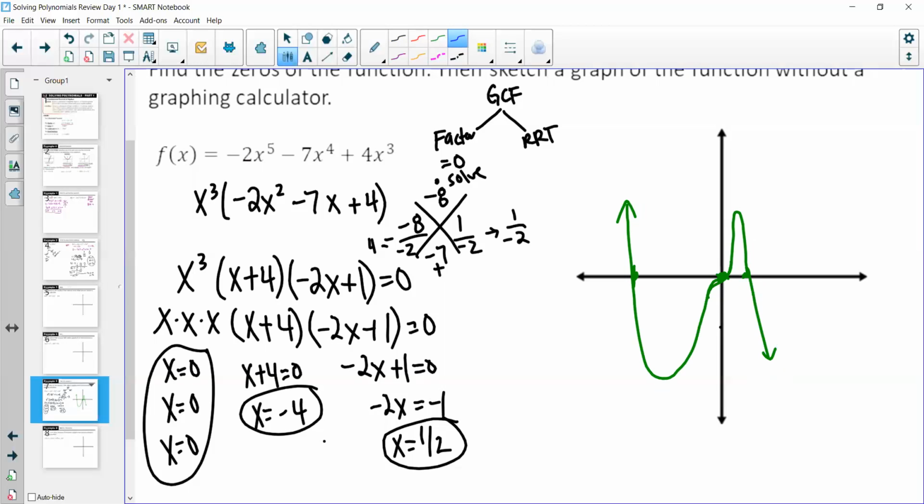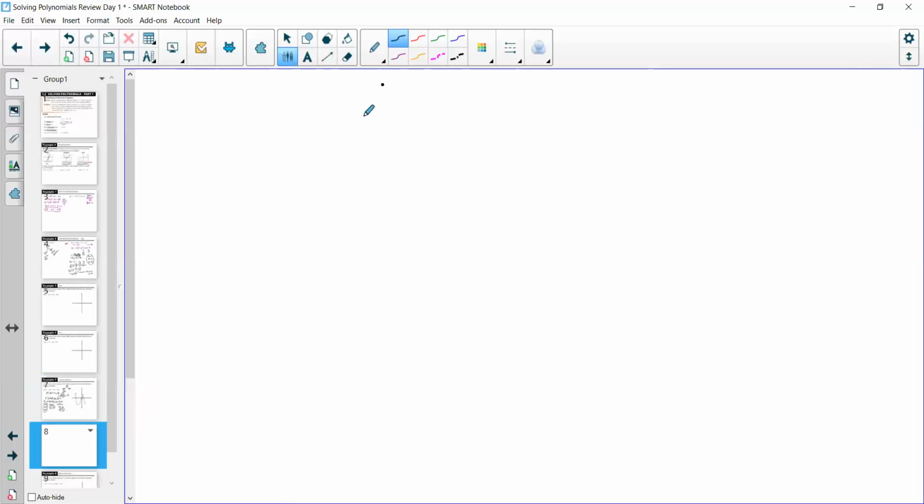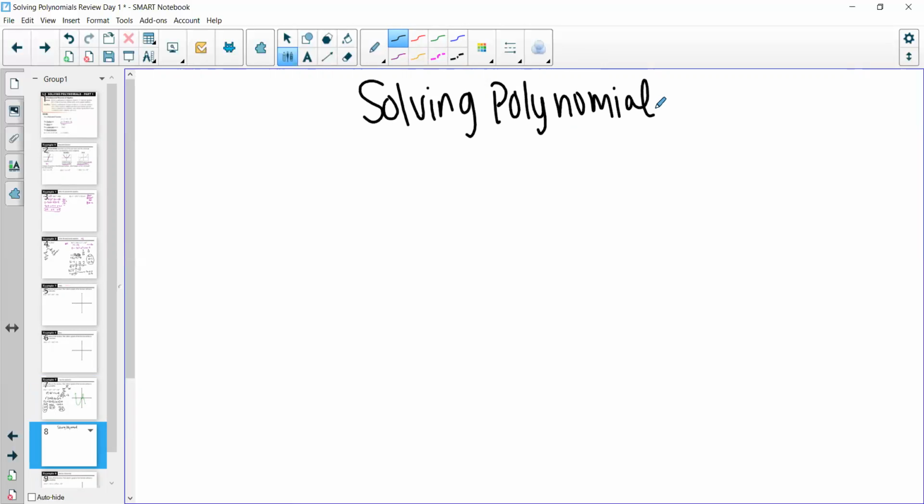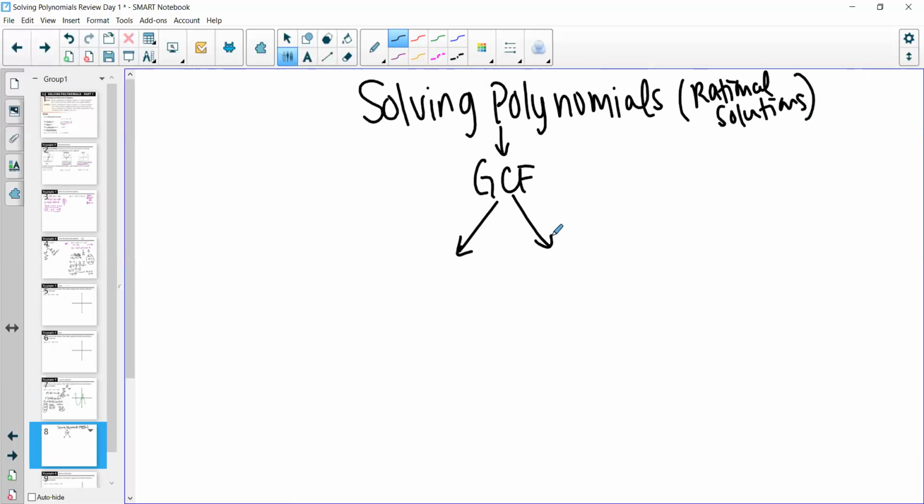So again, just as a last breakdown, anytime that you are solving a polynomial, here are some great options. Sorry, talking and spelling can be hard. As we look at solving these polynomials, this is looking at only rational solutions. What we are going to do is we have 2 options. Very first, we find our greatest common factor. Then after we find our greatest common factor, we're either going to factor it, or we're going to use that rational root theorem.